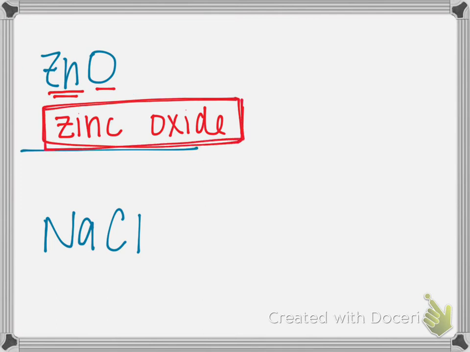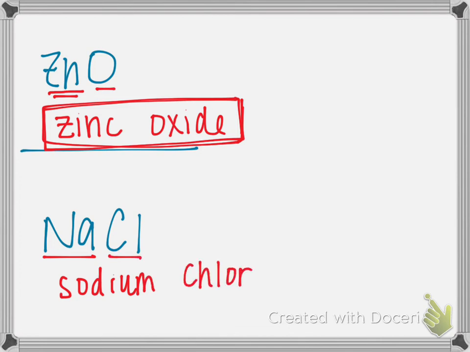When we go from formula to name, we don't really have to pay attention to how many there are of each or anything like that. We're just naming it exactly like we know how. On the second one, our first ion is sodium. It keeps its regular ending. And the second one ends in IDE, so sodium chloride.